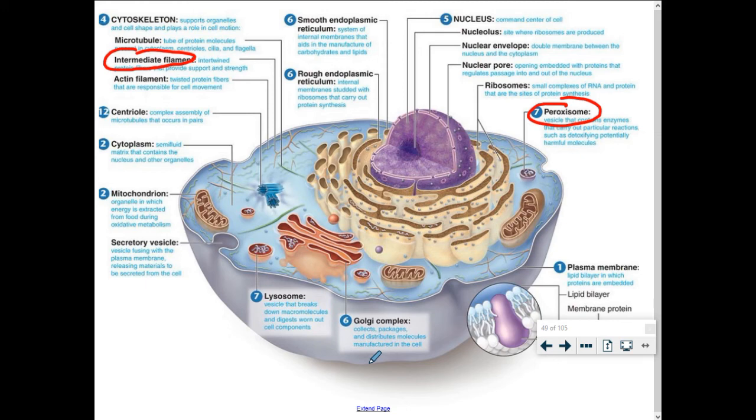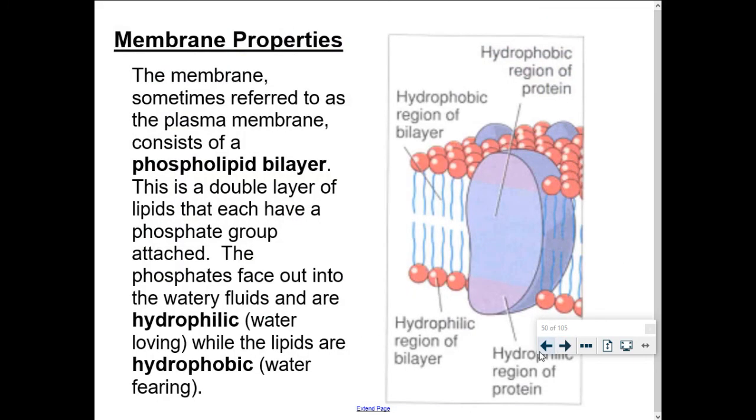But I would like for you guys to be aware of all the ones that are on our slides. Okay? So if it's on the slides we talked about, you should know more or less what it does. Okay, last topic. The last thing I want to discuss is the cell membrane.